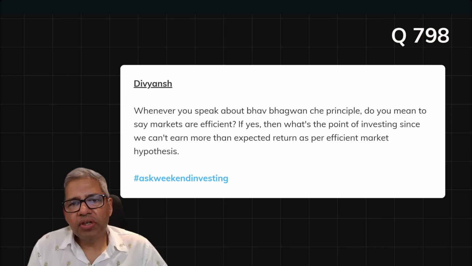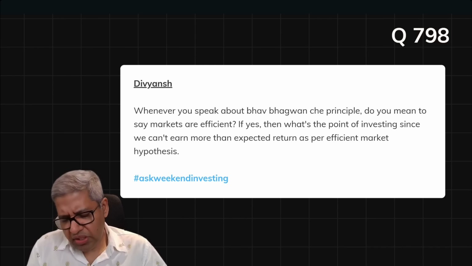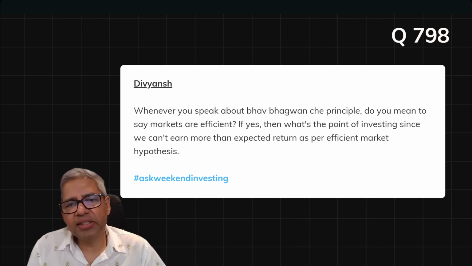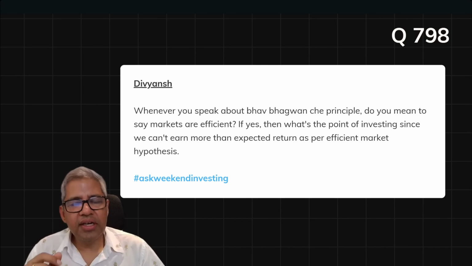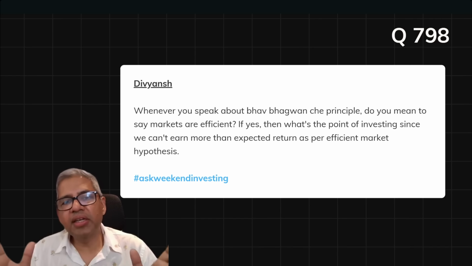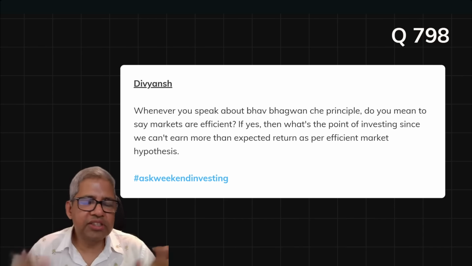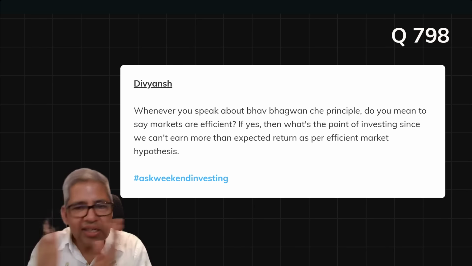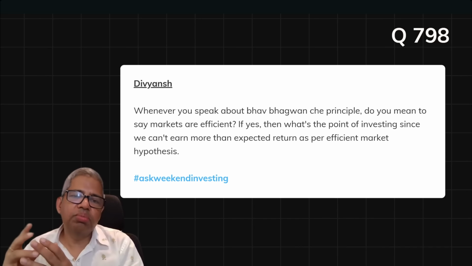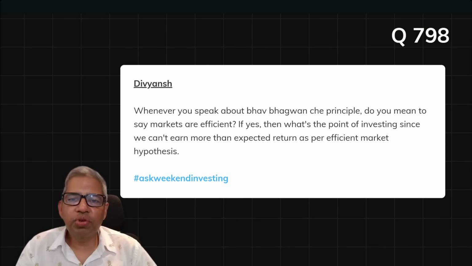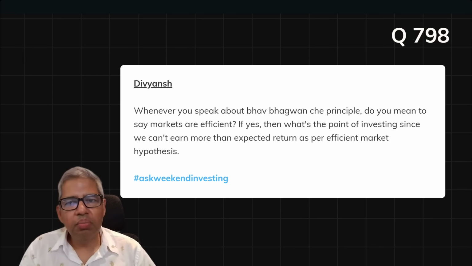Divyan says, whenever you speak about Bhav Bhagwanche principle, do you mean to say markets are efficient? No, so see, the efficient market thesis itself is just a thesis, right? We should stop thinking in binary actually, that zero or one. World and life does not work that way. It does not work in zero or one. It is like likelihood, probability, all those things are there. So if you ask me, are markets efficient? No. But is that thesis nonsense? No. It makes a lot of sense.